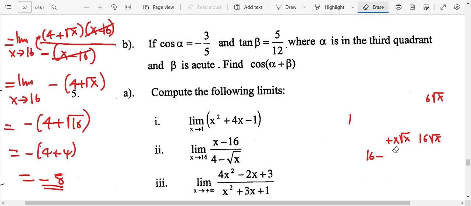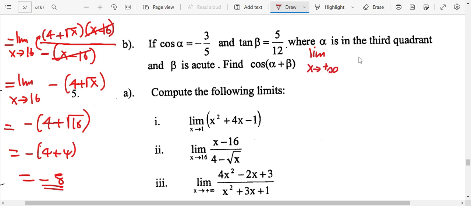Now, for the last one, this limit we have here is going towards infinity. And you need to know, limits which are going towards infinity are not that complex, okay? Limits which go towards infinity are easy. So we have the limit as x approaches positive infinity of 4x squared minus 2x plus 3 divided by x squared plus 3x plus 1. Now, if you look on top and down, if you see that the highest power on top and down is the same, just get the coefficient of the number with the highest power on top, and then get the coefficient of the number with the highest power down, divide them, then you have found the limit.